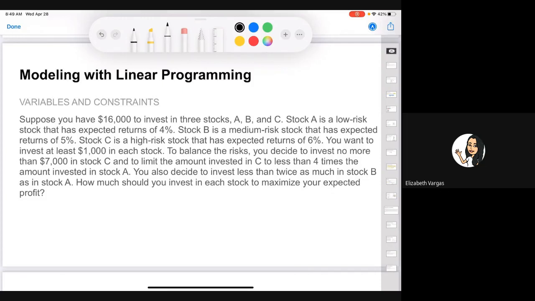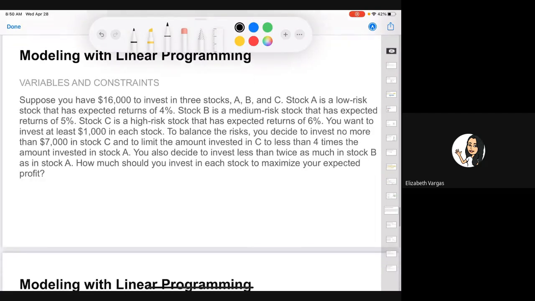You want to balance the risk, you decide to invest no more than $7,000 in stock C, and to limit the amount invested in stock C to less than 4 times the amount invested in stock A. You also decide to invest less than twice as much in stock B as in stock A. How much should you invest in each stock to maximize your expected profit? So what you notice here is we have a wide variety of constraints. But for each of these individual constraints, we can create a linear inequality to represent them. Okay? So let's start at the very beginning.